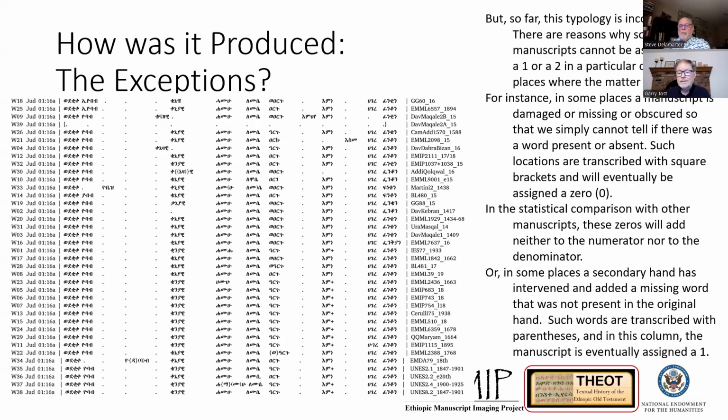Or in some places, a secondary hand has intervened and added a missing word that was not present in the original hand. Such words are transcribed with parentheses, and in this column, the manuscript is eventually assigned a 1 because the primary hand did not put a word there.